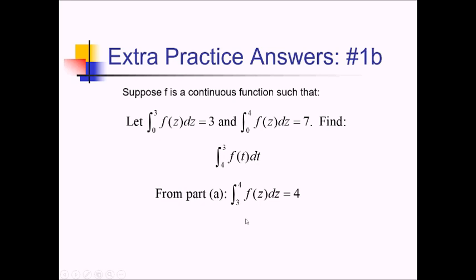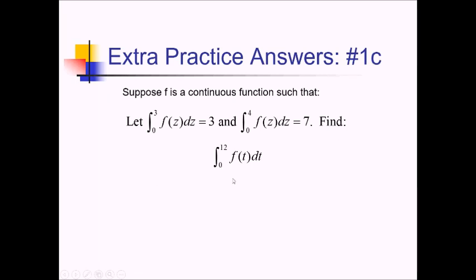Since it's the reverse limits of integration, we basically have the situation of the negative integral from 3 to 4 of f of z dz. We have the negative version of this integral, which is just going to end up being negative 4.